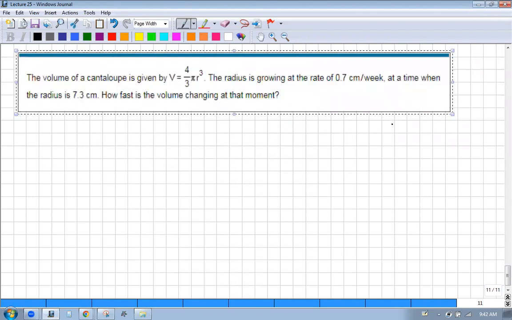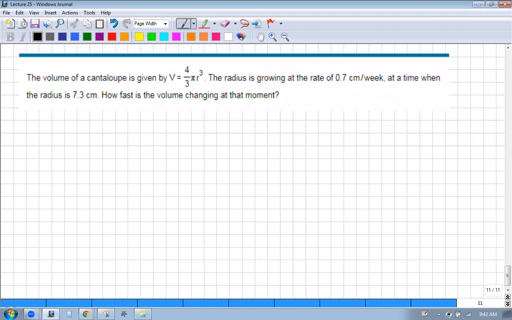All right, so if you're a cantaloupe salesman, this is relevant. This is just the volume of a sphere. Okay, the radius is growing at a rate of 0.7. So the change in radius with respect to time is a constant 0.7 centimeters per week at a time when the radius is 7.3. So this is not true. The change in radius is different at different times. This is specifically when r is 7.3.